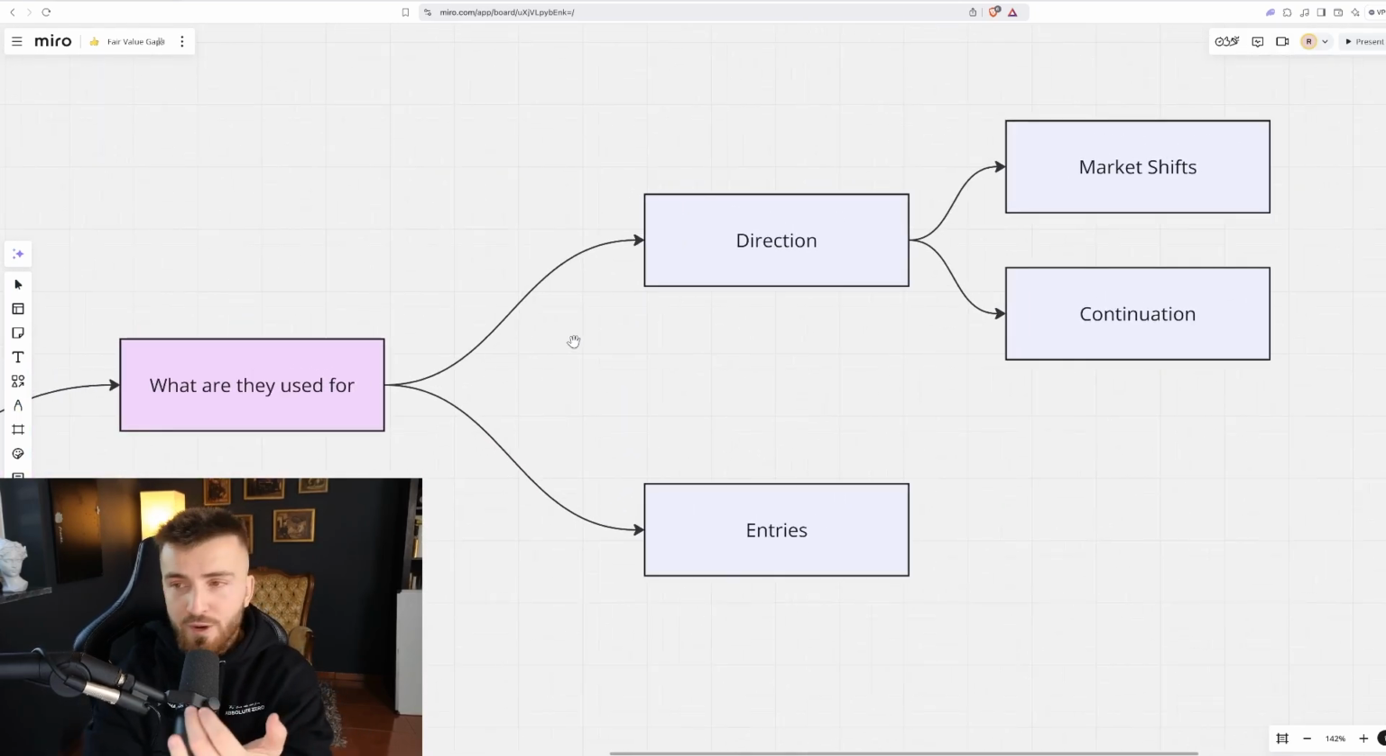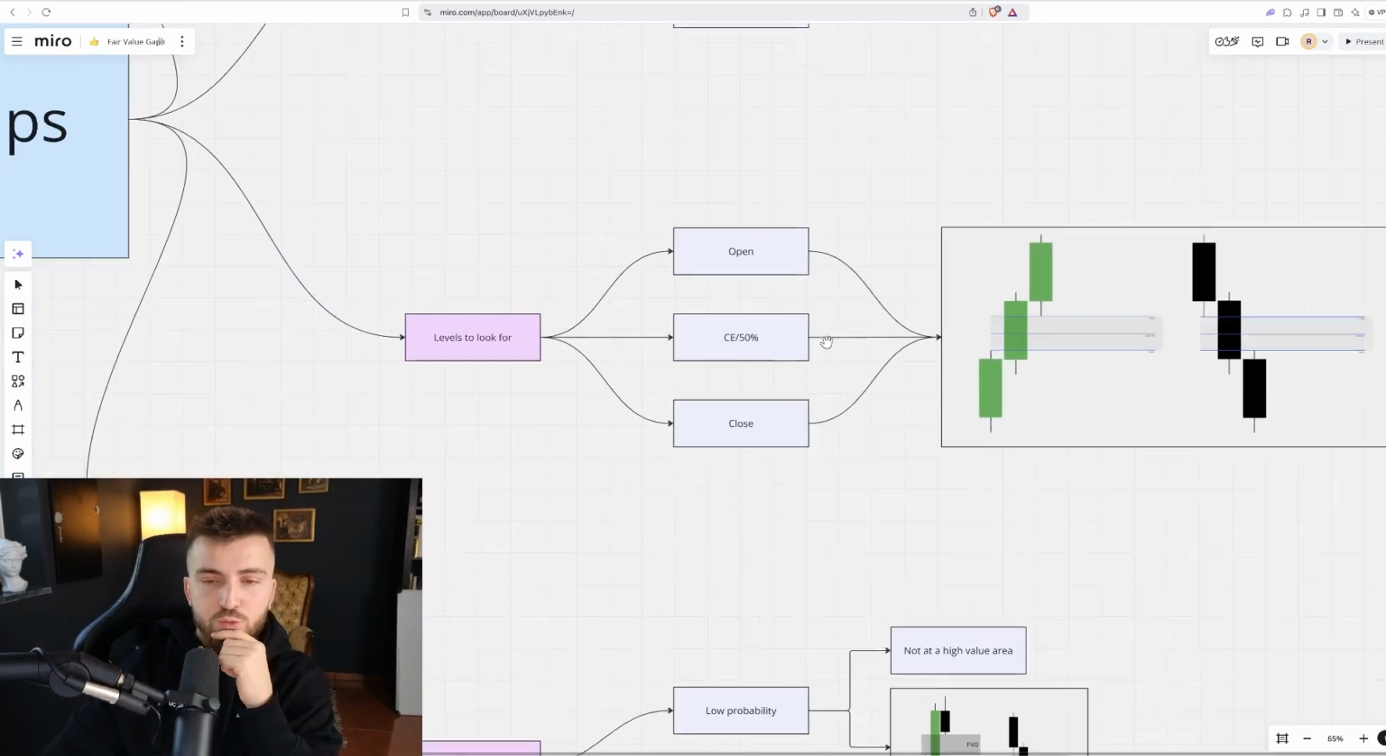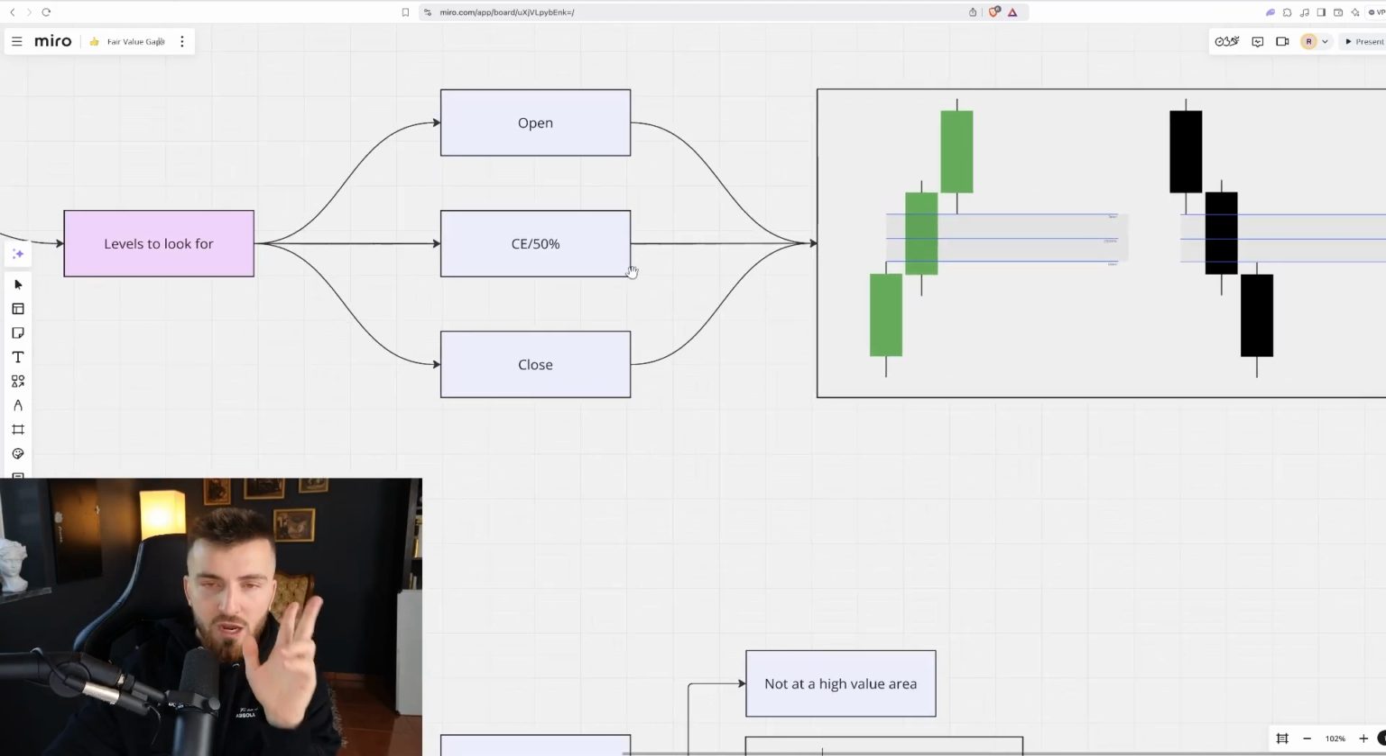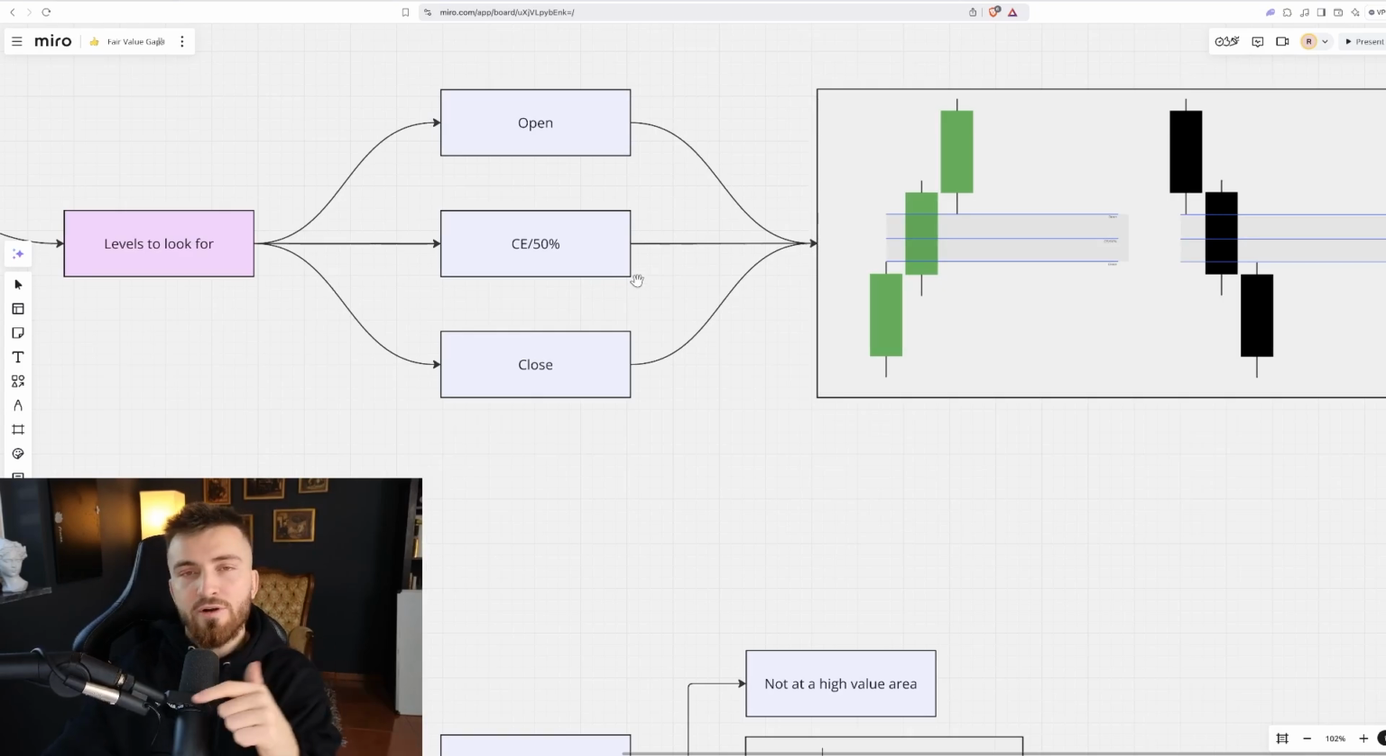So they're used for direction, they're used for market shifts and continuations, and they're used for entries. We'll talk about all these still in this video. So next one, what levels do we look out for in fair value gaps? Well, there are three: open, consequent encroachment, or 50%.